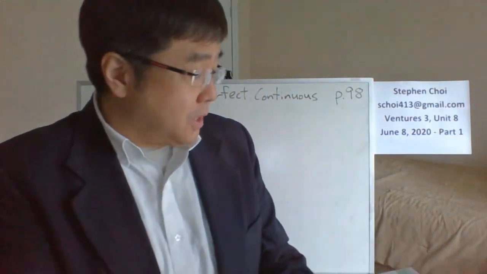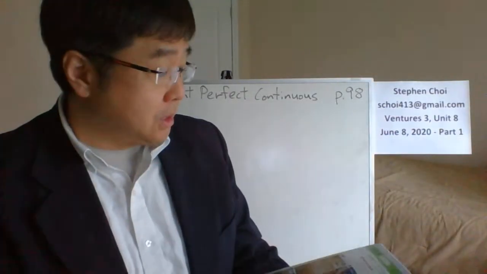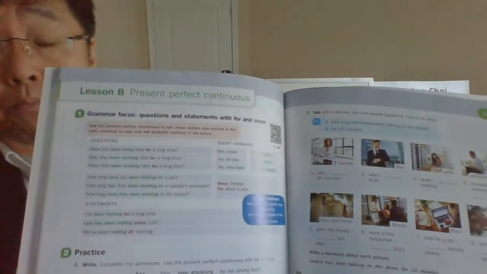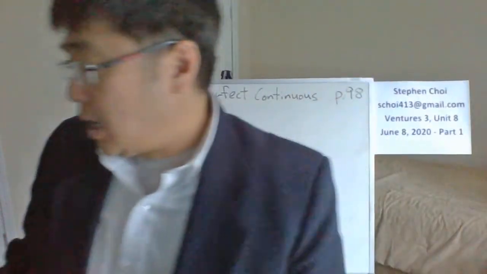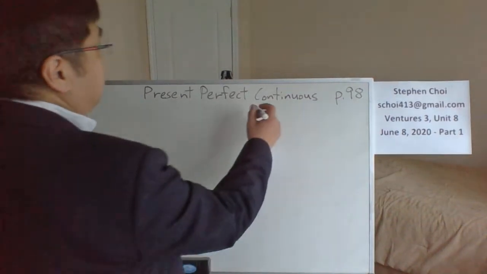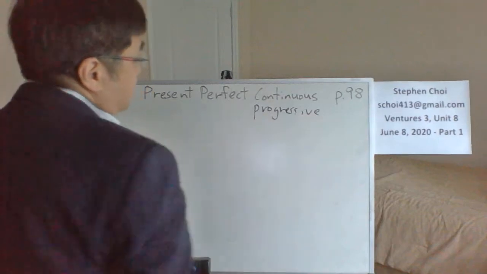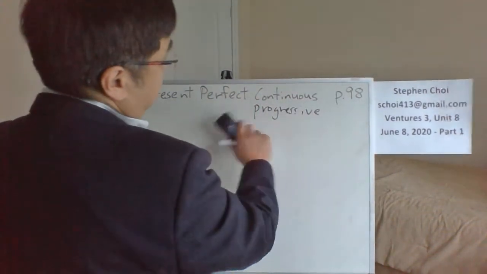Alright, so we're going to be starting Unit 8, and we're going to talk about, on page 98, present perfect continuous tense. Present perfect continuous is also called present perfect progressive. So you'll see, either way, it's the same thing. When you see continuous, you'll also see progressive.